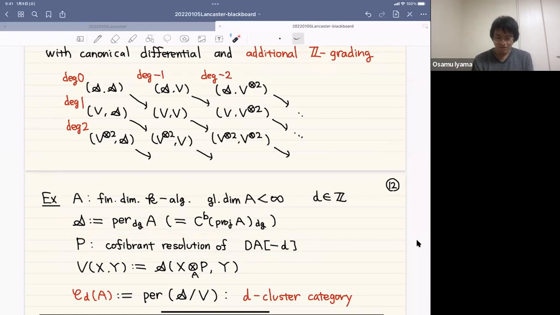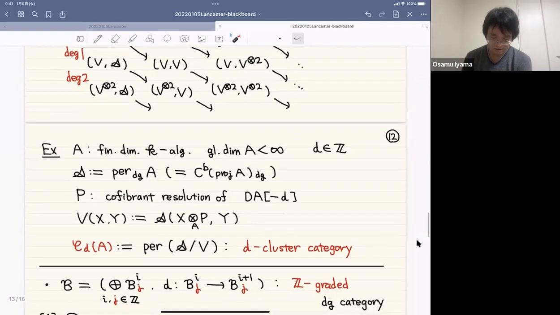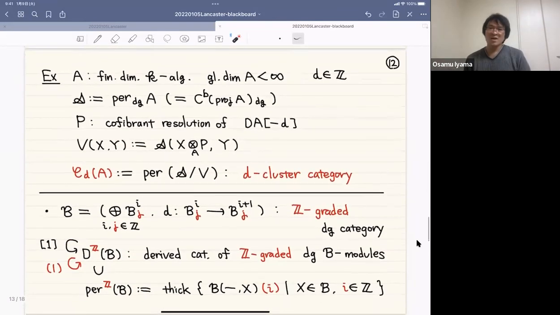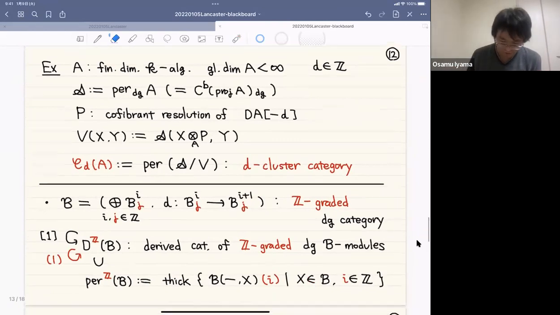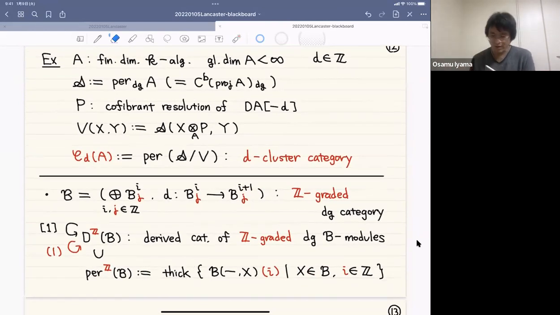Then this P tensoring with P gives us a DG functor from A to itself. Therefore it gives us some module over the enveloping algebra, and applying our previous construction, we get the DG orbit category, and the cluster category is by definition the perfect derived category over the DG orbit category. So this is just a reminder of the construction, and now let me explain an important step of the proof of our main theorem.